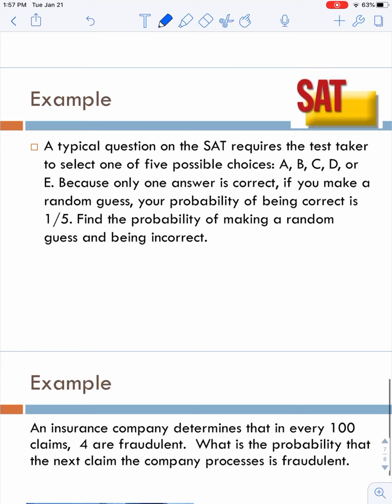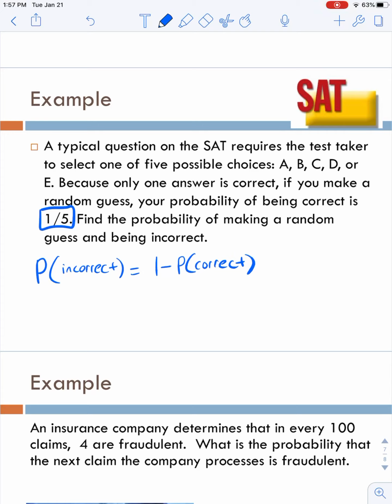So the first question here says, a typical question on the SAT requires the test taker to select one of the 5 possible choices, A, B, C, D, or E. Because only one answer is correct, if you make a random guess, your probability of being correct is 1 out of 5. Find the probability of making a random guess and being incorrect. So the probability of incorrect is equal to 1 minus the probability of being correct. You're either correct or you're not. So all things that are not correct are incorrect.